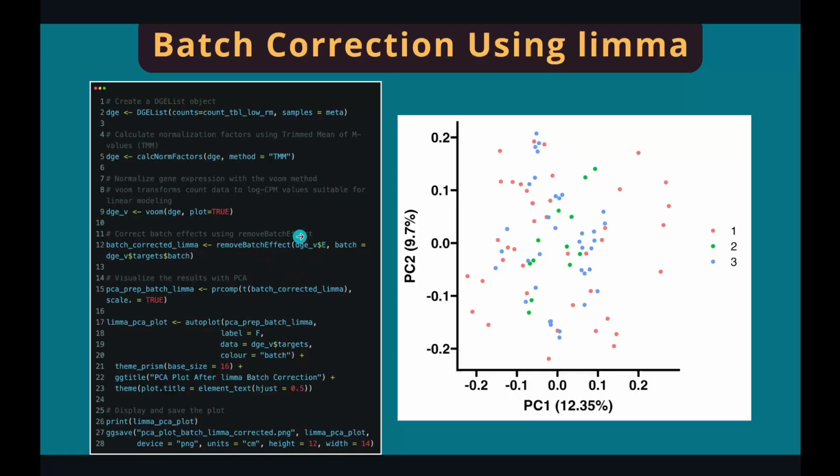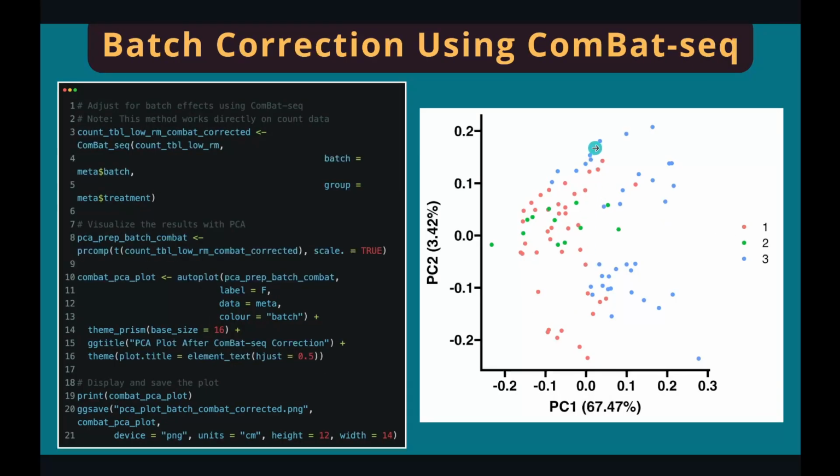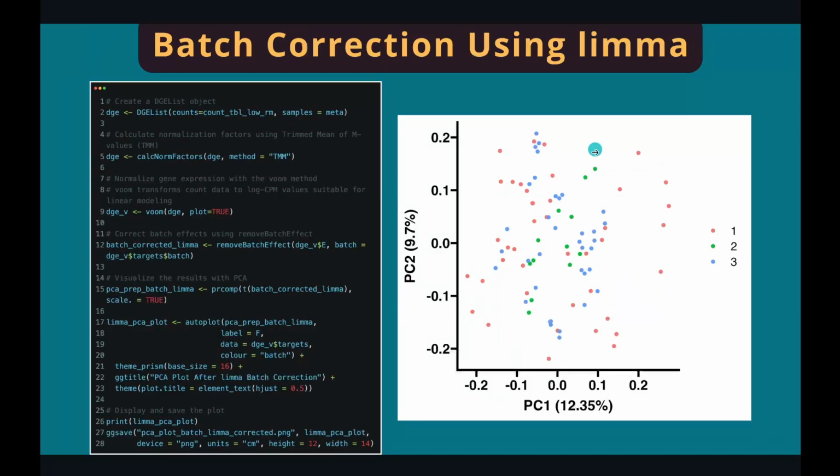removeBatchEffect. This function accepts the gene expression matrix and the batch information and returns another gene expression matrix with different values. With the corrected gene expression values, we can make another PCA plot in the same way. And as you can see, the results are much better than the one we used before, the ComBat-seq. In this PCA plot, all the samples are very well mixed, much better than before.